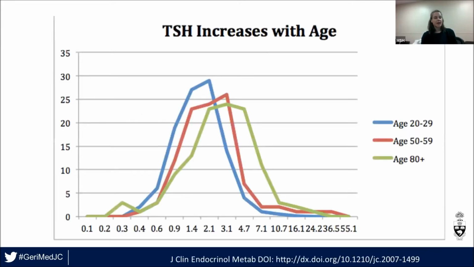This is a graph demonstrating that TSH increases with age. On the x-axis are TSH values, and the green line represents people over 80, compared to younger people with the blue and red lines. You can see that for people over 80, the graph is shifted to the right. So TSH increases with age, and these are people without thyroid disease.